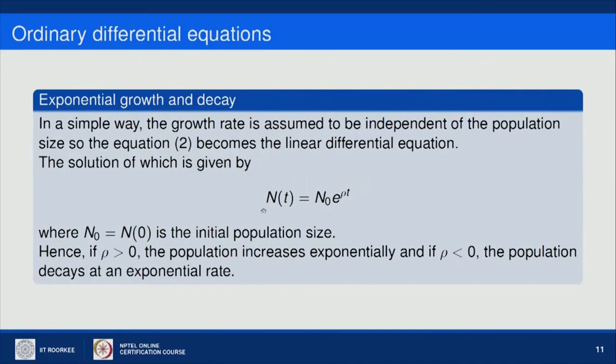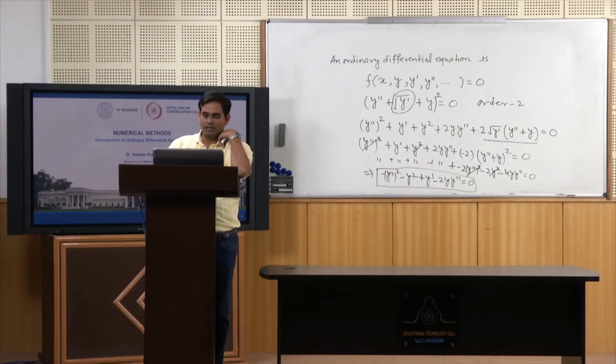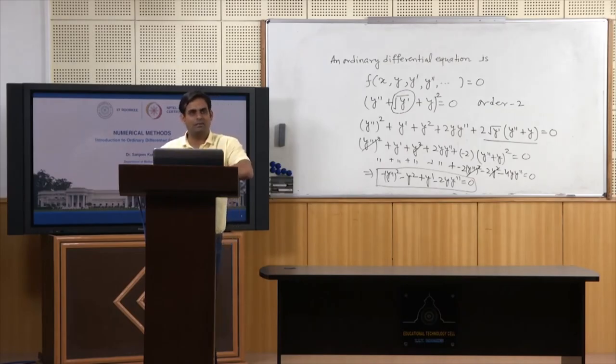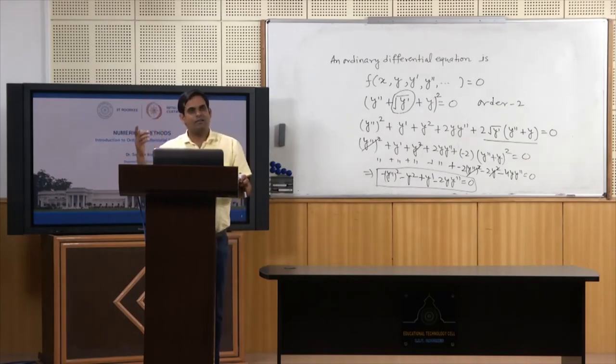Again, it is an explicit analytical solution that we can obtain using the variable separable method for the differential equation. And here n naught is the initial population, that is, at time t equals 0. And from this solution we can see that if rho is positive, the population increases exponentially, while if rho is negative, the population decreases exponentially.